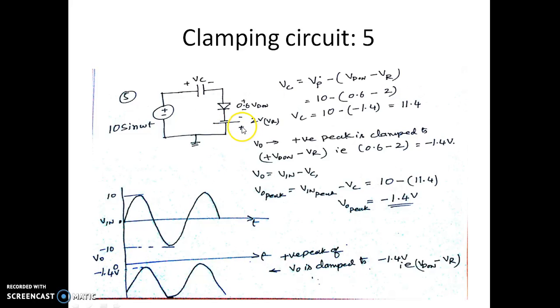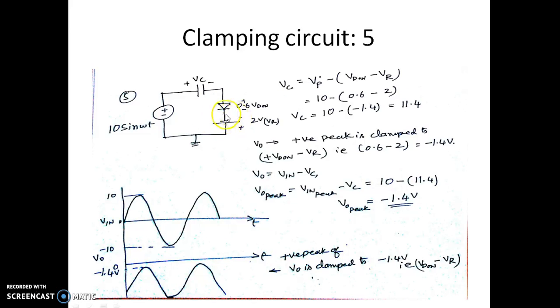Assume that this is 4 volt. If this reference voltage is 4 volts, it is plus 0.6 minus 4, which happens to be minus 3.4. What I want to say is, if the direction of the diode is pointing downwards, if this is P and this is N, the positive peak will be clamped to VD-on plus or minus this reference voltage. If the polarity is this, it is VD-on minus VR.